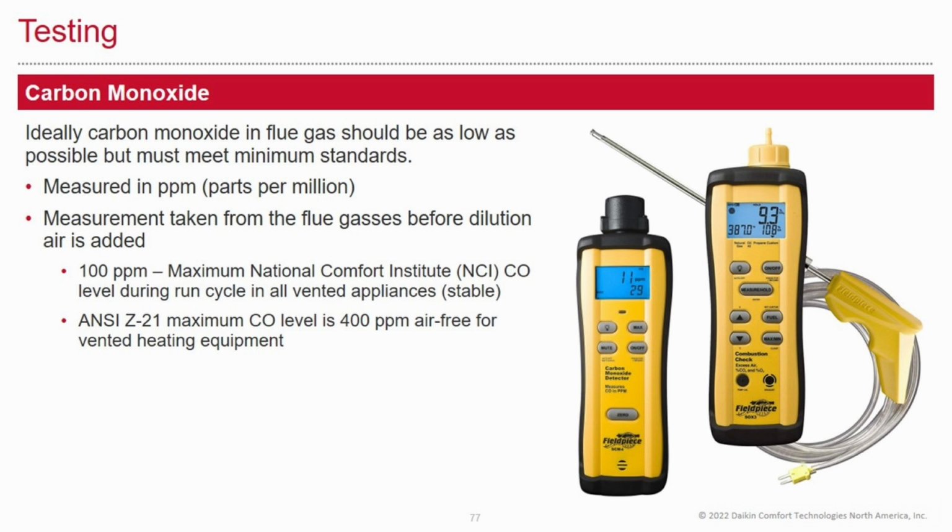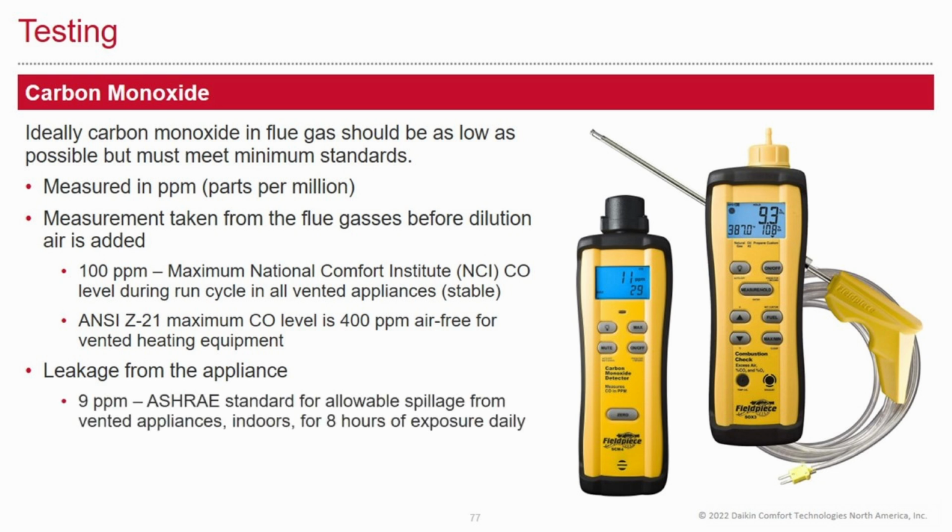ANSI Z21 maximum CO level is 400 parts per million, air-free for vented heating equipment. For leakage from appliances, 9 parts per million is ASHRAE's standard for allowable spillage from vented appliances indoors for an 8-hour period of exposure daily.